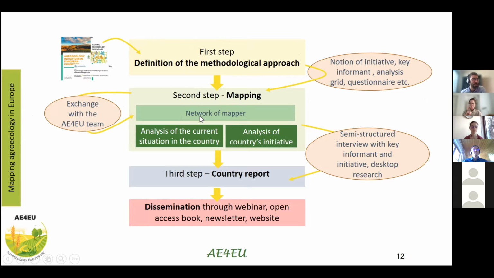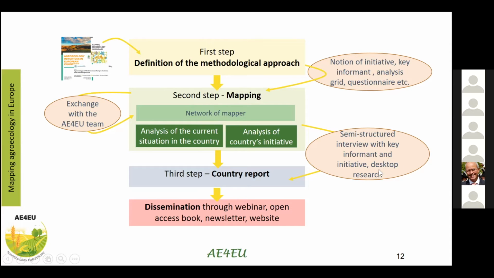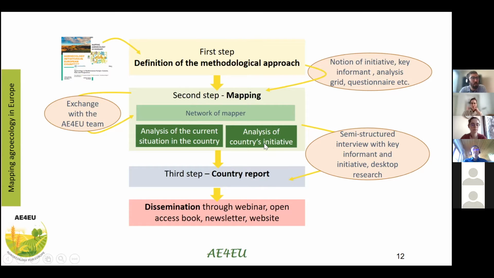In the second step, which is still a bit ongoing, we mapped agroecology in different countries through a network of mappers that work in the different countries, leading to an analysis at the country level and also regarding country initiatives. And thanks mainly to semi-structured interviews of key informants and initiative leaders, and desktop research, we have tried to design what we call country reports that summarize the information per country. And then we aim at doing some dissemination, so through this webinar, for example, and as you will see at the end, we also aim to publish different volumes of an open access book to summarize and share the information that we collect in this work.